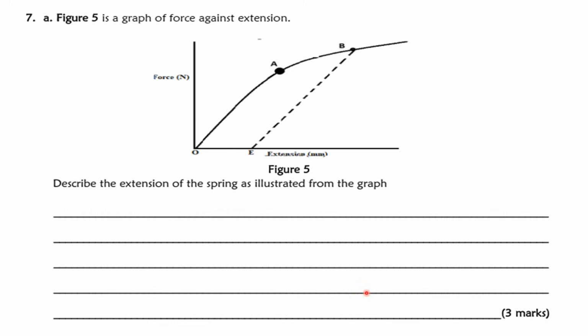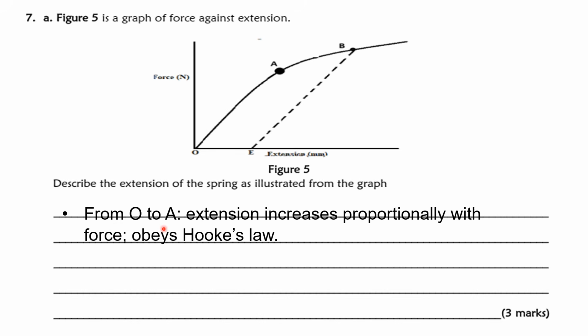So 3 marks, what are the 3 marks for? From O to A, where the graph looks a bit straight, extension increases proportionally with force, meaning that extension is directly proportional to the force applied, obeying Hooke's law. That's 1 mark. How do we know that? This part here is a straight line.